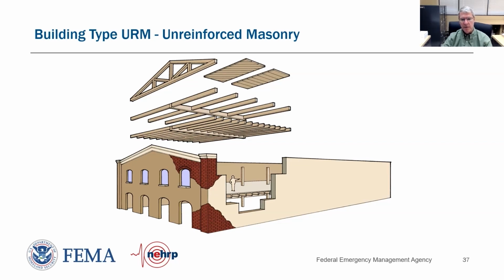And so we've got typically a wood diaphragm system, floor and roof system, for these buildings. The floor system joists bear on the perimeter walls, generally in pockets that are built into the walls.